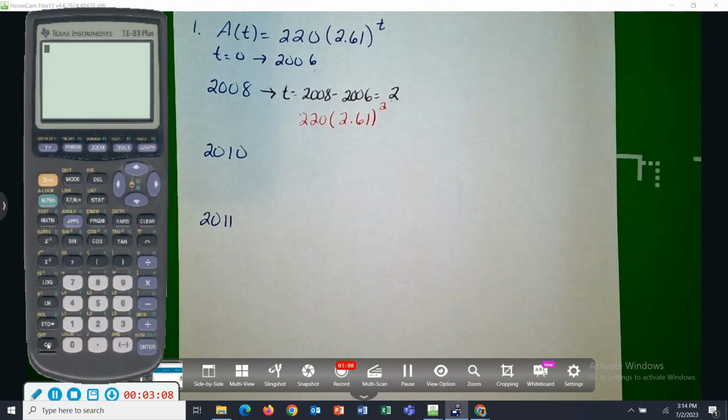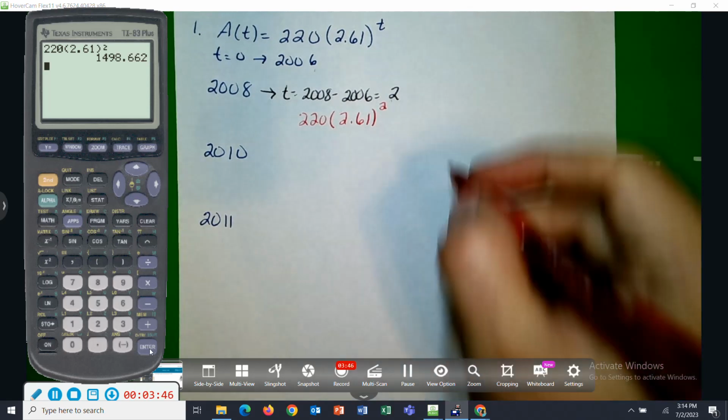Well, let me turn on my calculator. You're going to be using a calculator on every one of these problems. I punch in 220, and you can just say times. I think I'm going to do it the way it's written. Parentheses, 2.61, close parentheses, and if it were any exponent other than square, I would use the caret, but I'll just hit the square key right there. And let's see what we have.